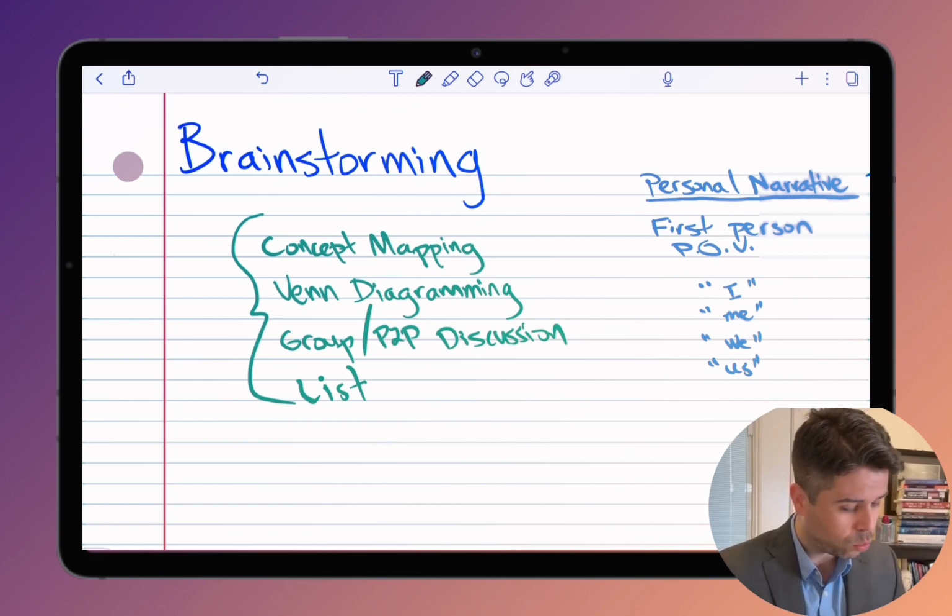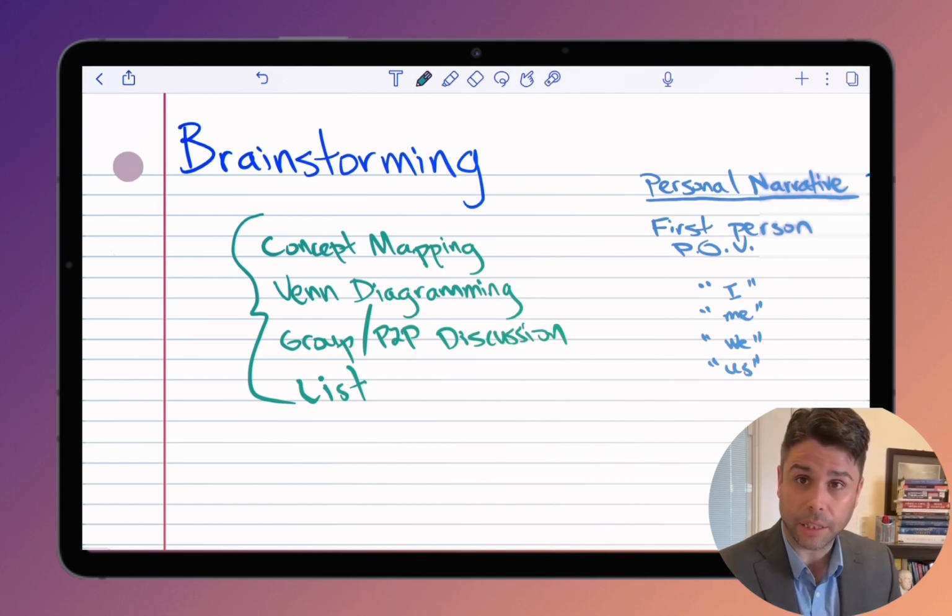In the next video, we'll look at how we might use concept mapping as a technique for brainstorming ideas for our personal narrative.